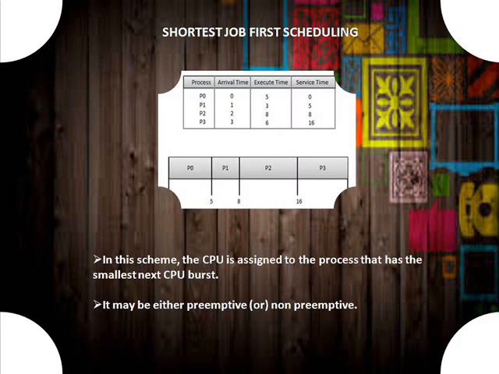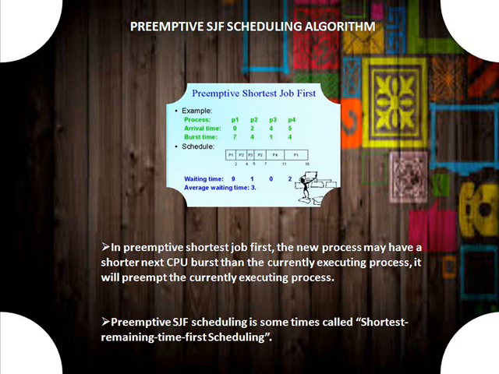Shortest job first scheduling. In this scheme, the CPU is assigned to the process that has the smallest next CPU burst. It may be either preemptive or non-preemptive. Preemptive SJF scheduling algorithm. In preemptive shortest job first, the new process may have a shorter next CPU burst than the currently executing process. It will preempt the currently executing process. Preemptive SJF scheduling is sometimes called shortest remaining time first scheduling.